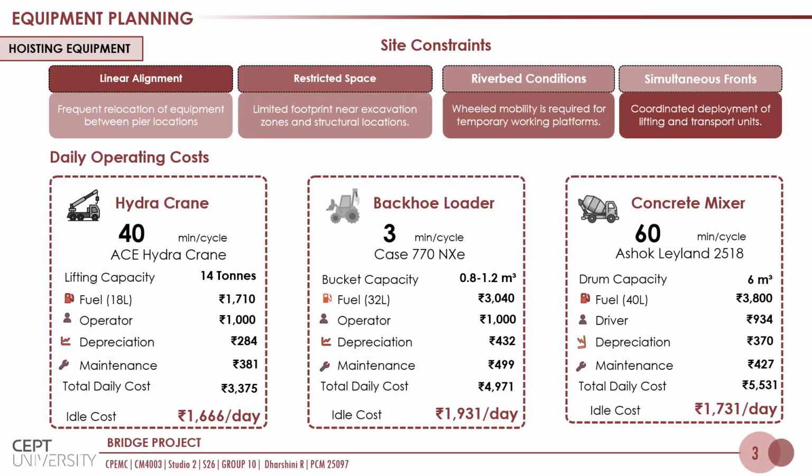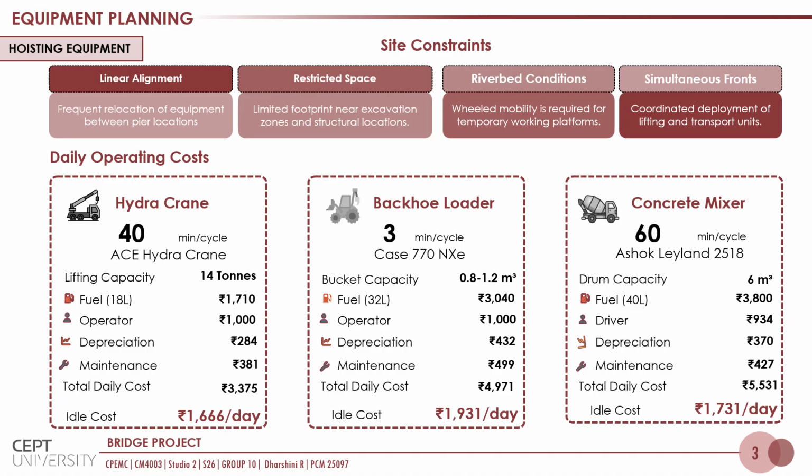On to the equipment planning. Before selecting equipment, the major site constraints were identified. The project site had restricted working space near excavation zones, riverbed conditions, linear bridge alignment, and multiple simultaneous working fronts. These constraints directly affected equipment movement and productivity. Therefore, equipment selection was done based on mobility, lifting capacity, operational efficiency, and suitability for confined bridge construction conditions.